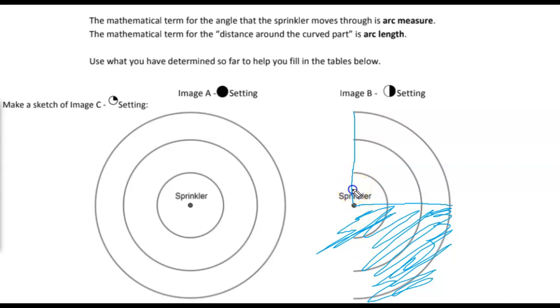Again, notice that all 3 of those arcs are sweeping 90 degrees. But again, their lengths are quite different.